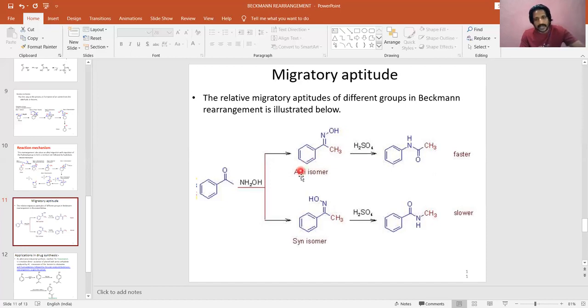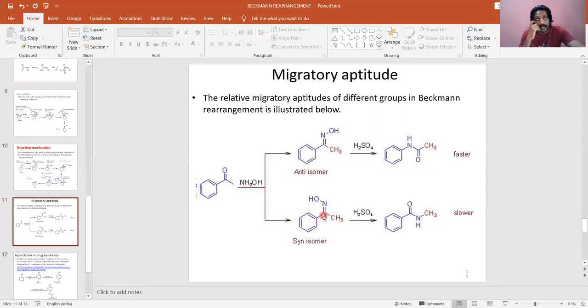And look at here. Here the highest priority groups are on the same side. OH and aryl groups are on the same side. So we will call it a syn isomer. OH and aryl group are on the same side of the double bond, so we will call it a syn isomer.